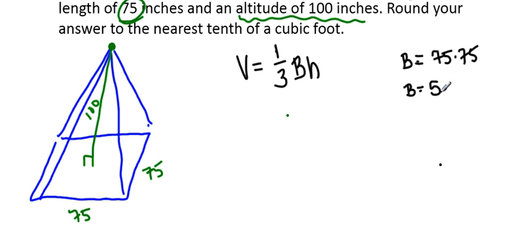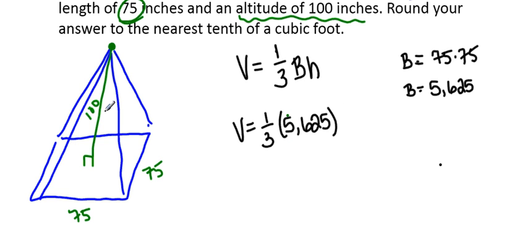So the area of our base is 5,625 square inches. So now that I know that the area of the base is 5,625 square units, I can substitute that into my formula. I know that the height of my pyramid is 100 units.